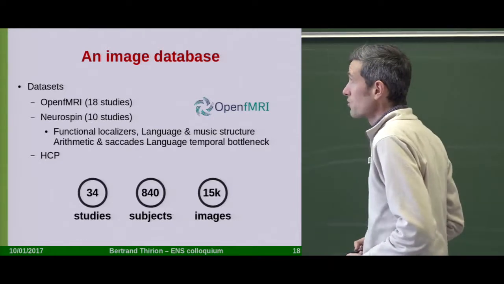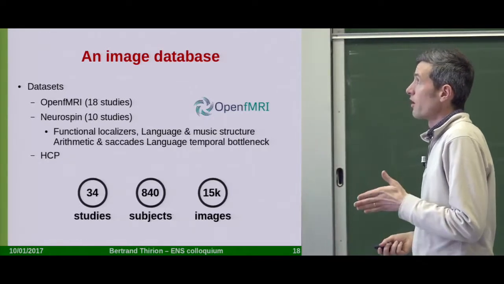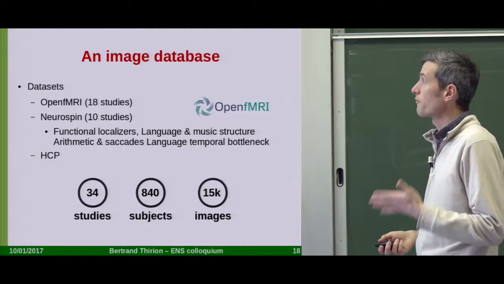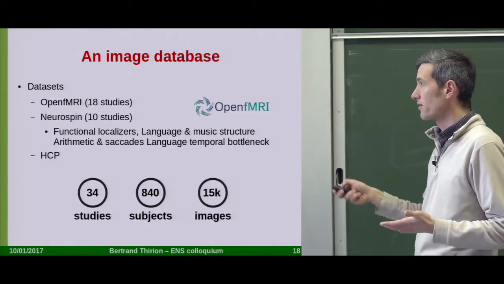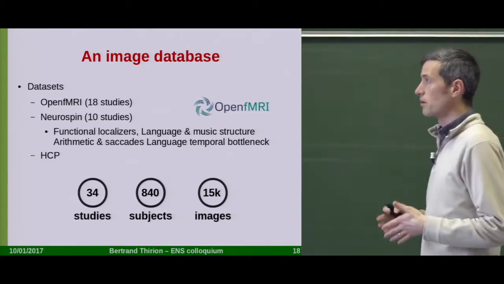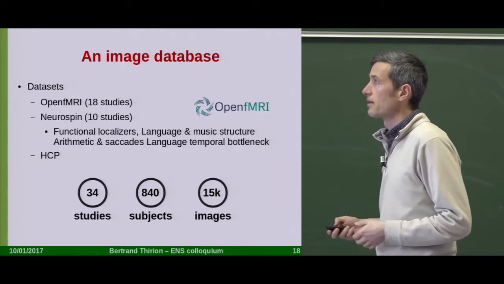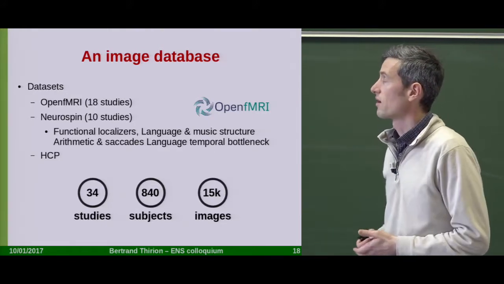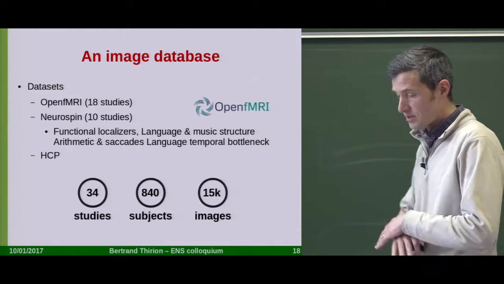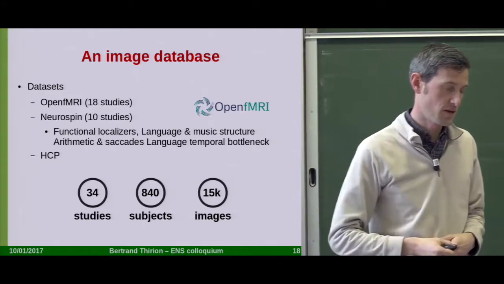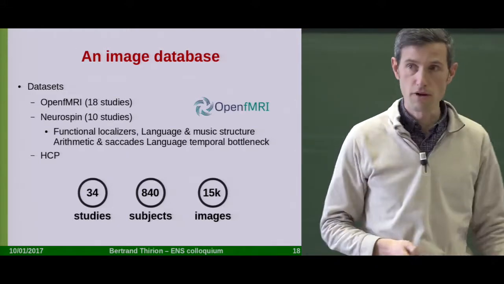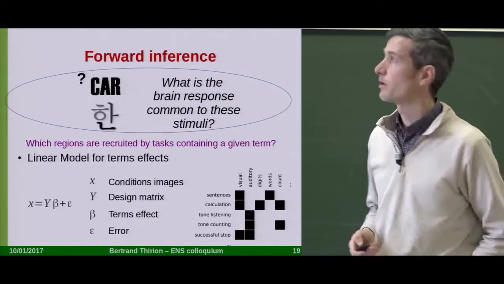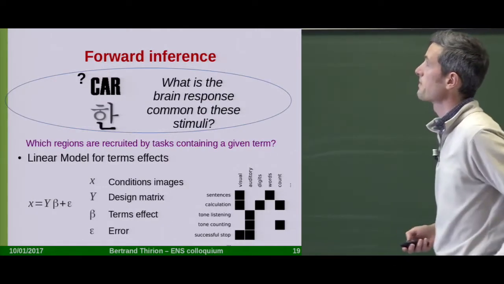So what we've tried to do instead was to rely on actual data. So we have taken more than 30 studies comprising about 1,000 subjects, and this represents 15K images, which represent different protocols that have been run in different labs. Some of them are available publicly, and some of them were provided to us by colleagues.